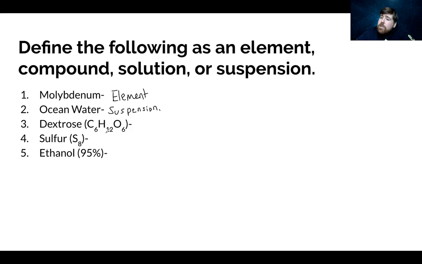One of the best ways to identify that you have a compound is by writing the substance's chemical formula after the name. Notice here that dextrose has a formula of C6H12O6. It's one of the isomers of glucose, but it contains different elements chemically combined, and they are all different atoms, so this is going to be a compound.